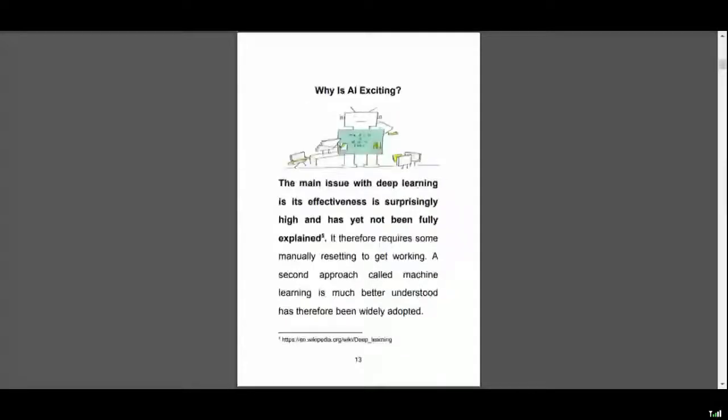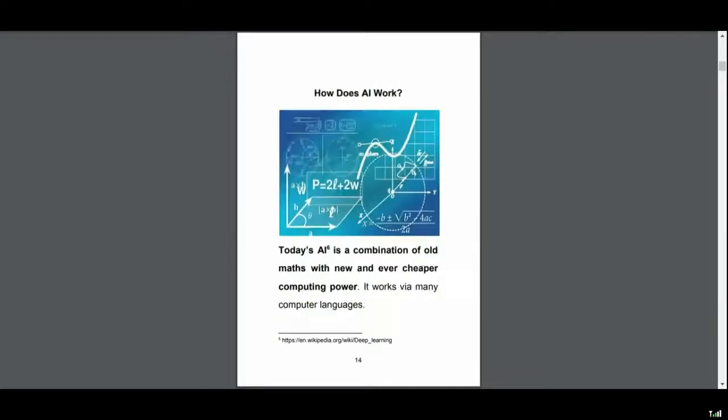Now, this deep learning technique, which is causing all the excitement at the moment, is highly effective, but in fact we don't know, and the experts don't know exactly why it's so effective. They still haven't worked all that out. As a result, it does need a bit of manual reorganizing and expertise to get it working. That's why a second approach, which you may have heard about, called machine learning, which is much better understood, much more familiar for people in this space, has been much more widely adopted. When you hear companies talk about artificial intelligence, normally they're talking about what we call machine learning, and we'll talk more about this. We're going to try and keep the technical side of things to a minimum and just use language as far as possible that we can all understand without needing to be experts.